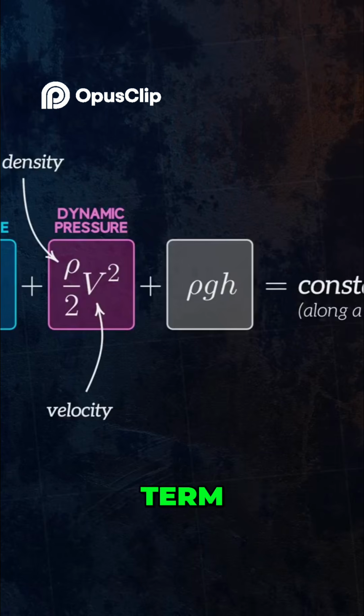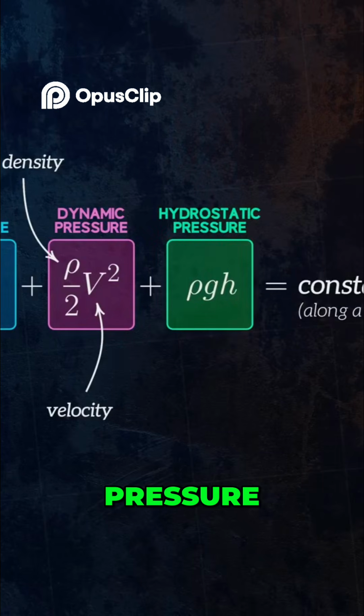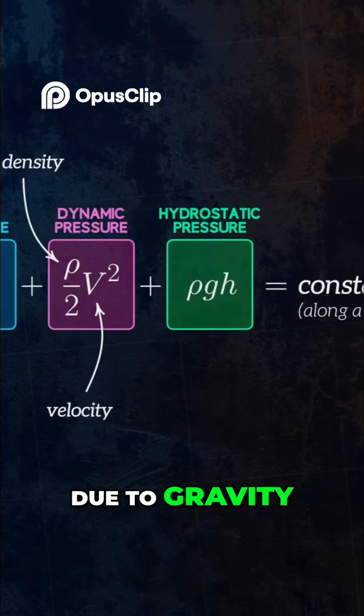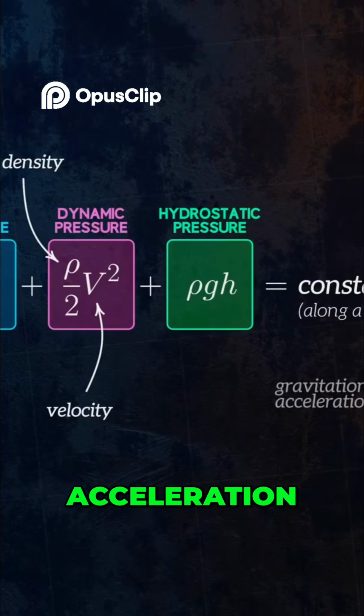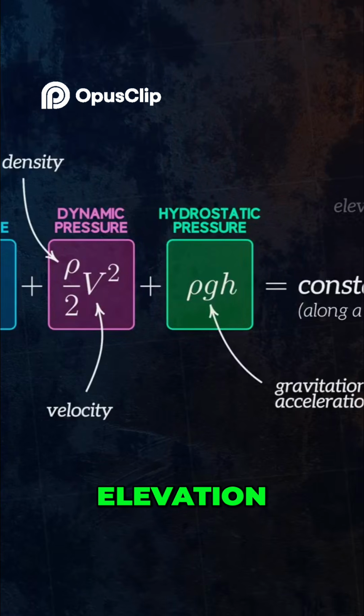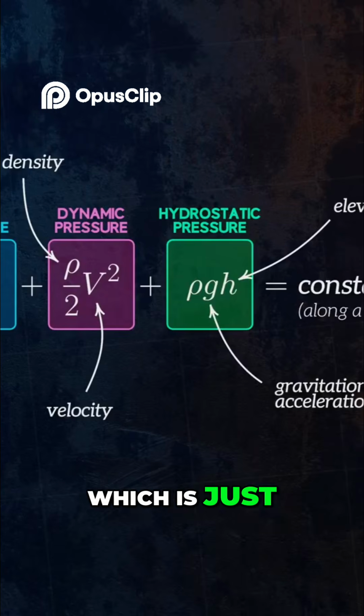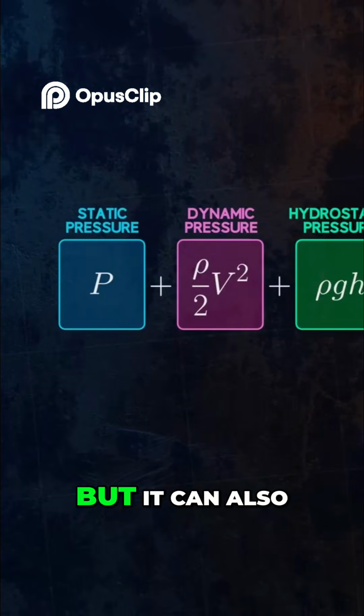And the last term is the hydrostatic pressure, which is the pressure exerted by the fluid due to gravity. g is gravitational acceleration, and h is the elevation of the fluid, which is just its height above a reference level. This is the pressure form of the equation, but it can also be presented in the head form and the energy form.